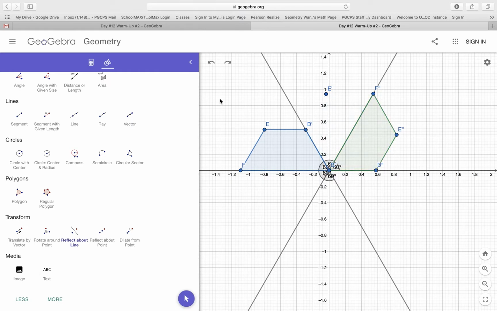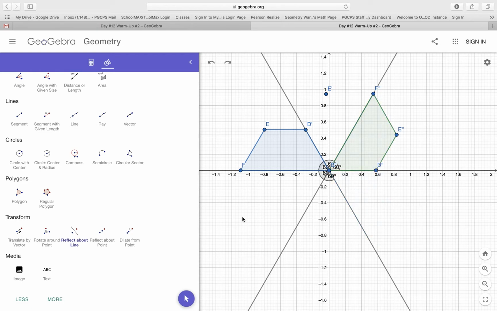All right, letter D. It says reflect the figure across line S, then reflect the image across line T. So let's go ahead and reflect this about line S, and then reflect this about line T. And as we can clearly see, it maps back onto the second image. So C and D right now are an answer choice for us.